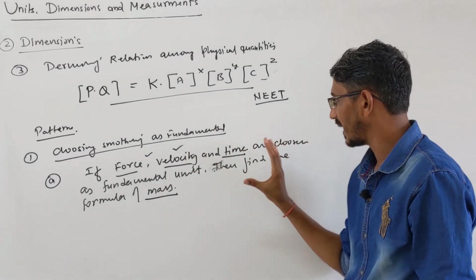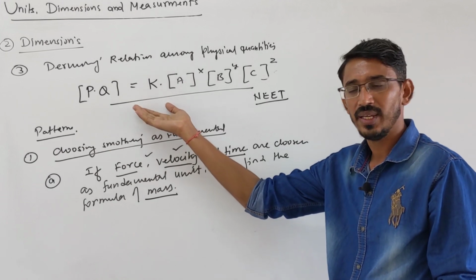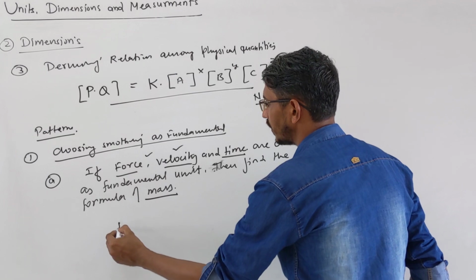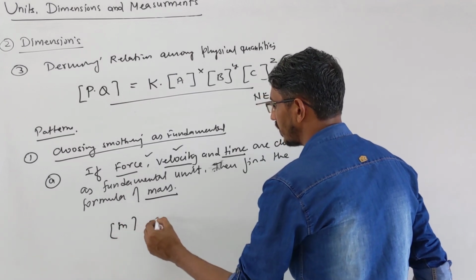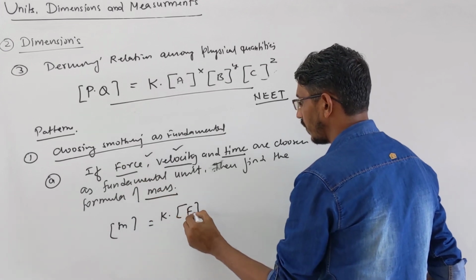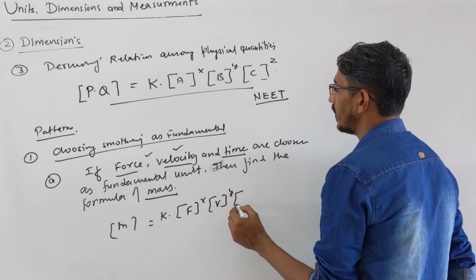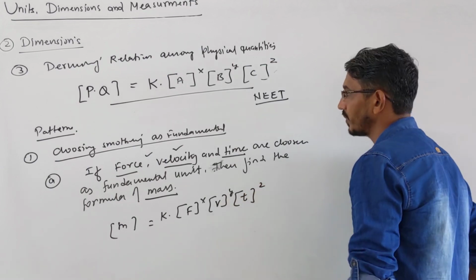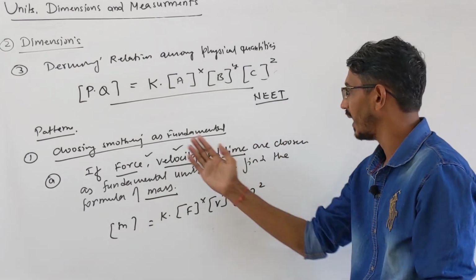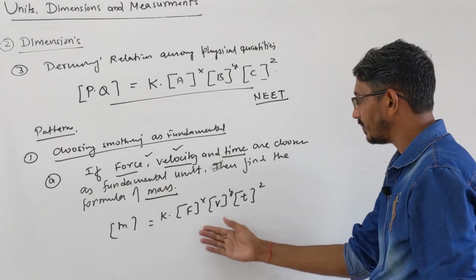So the way of asking is like this, but how we solve is exactly the same as what we have done here, okay. Copy to copy, same procedure. Let's do it. We have to find the formula of mass. You put mass here, equal to some constant k, then it depends on these 3 things. Depends on force power x, velocity power y, and time power z. We wrote the same format as before. You only have to understand and remember that they can ask in this way also, choosing something as fundamental, okay.